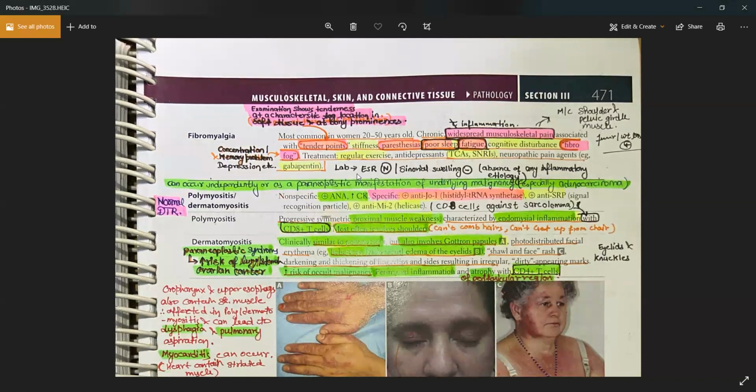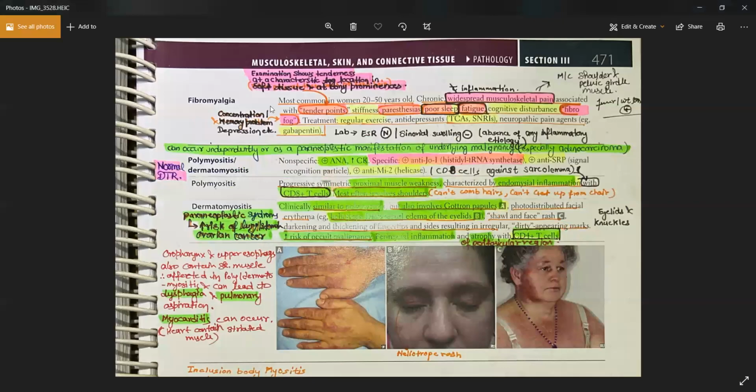Any doubt? No, thank you. And please note, it is all due to a psychological disturbance in the brain. The brain is producing these symptoms.